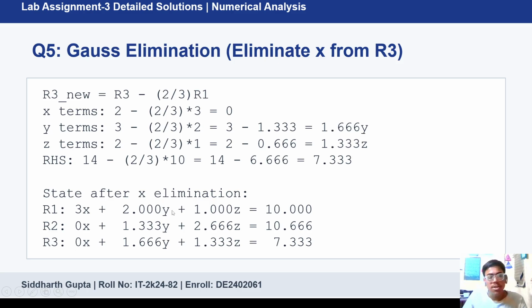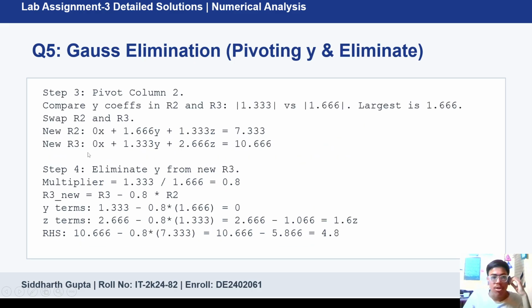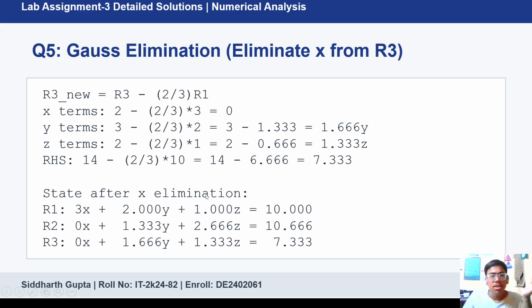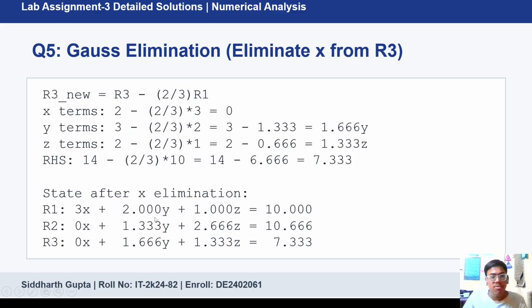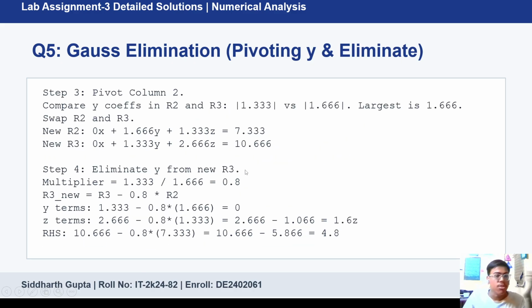Now we need to eliminate this y part. First, we will apply pivoting in column 2. Here you can easily see that this is greater than this, so we will swap R2 and R3. Again for R3, what will be the multiplier? That is 1.68 upon 2.1, that is 0.8. So R3 will be R3 minus 0.8 into R2.